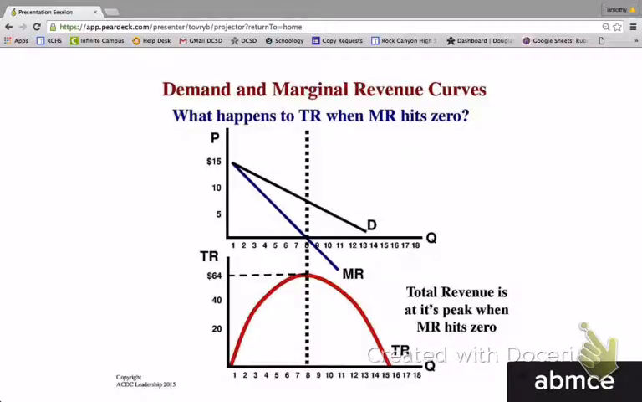Now, what happens to total revenue when the marginal revenue hits 0? Well, notice that when the marginal revenue is still positive and above 0, it's falling. Marginal revenue is falling. But when it's above 0, it's positive, and so total revenue is rising. So it's adding to the total revenue of the firm. But when marginal revenue becomes negative and goes below 0, notice that total revenue has hit its peak when marginal revenue is equal to 0, and then when marginal revenue is negative, total revenue is falling. So total revenue is maximized when marginal revenue is equal to 0 for the monopoly.